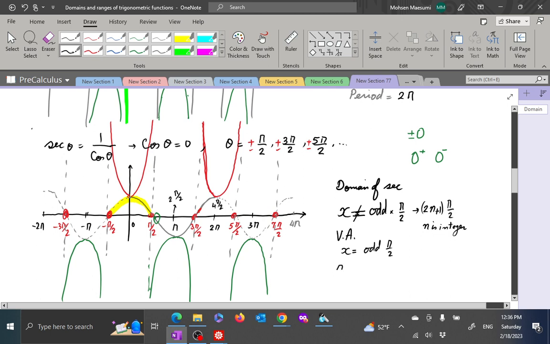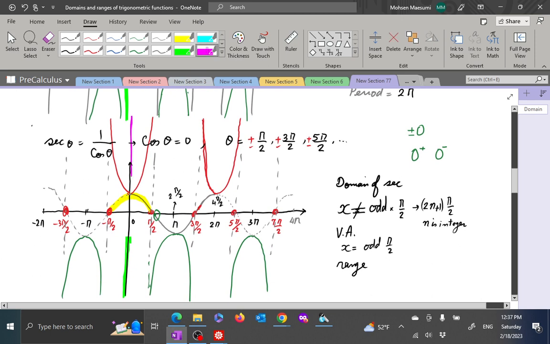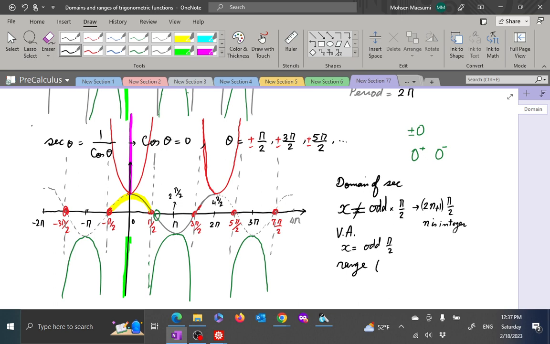Then what? The range, same story as before. The range, if you take this thing and squish it, somebody's going to accuse us of being violent, but if you squish this thing, it is going to become -1 to 0, and what color did we use here? And the upper side of it is going to be that. So the range is again from -infinity to -1, and together with 1 through infinity.